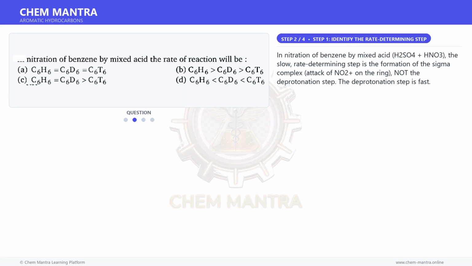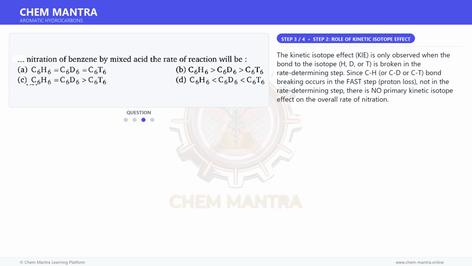Moving on to the next step. In nitration of benzene by mixed acid, H2SO4 plus HNO3, the slow, rate-determining step is the formation of the sigma complex, attack of NO2+ on the ring, not the deprotonation step. The deprotonation step is fast.